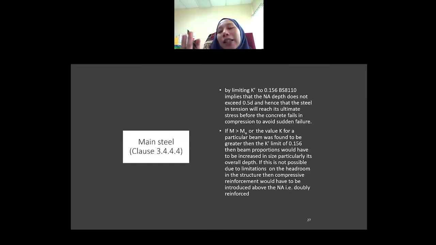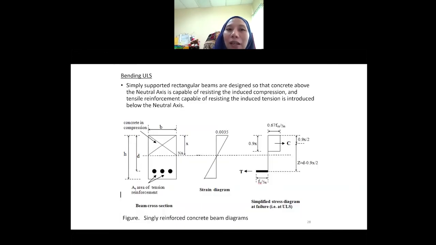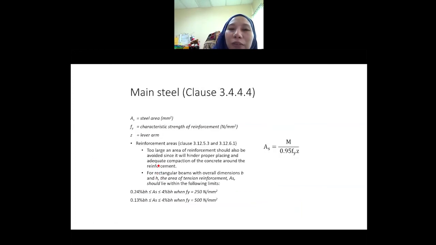Okay, di sini dia explain kenapa K tu mesti less than K prime and so on. You boleh baca sendiri. Okay. Alright, here we have bending ULS. Sebab sekarang masa dah nak habis. Bending ULS, simply supported rectangular beam are designed so that the concrete above the neutral axis is capable of resisting induced compression and tensile reinforcement capable of resisting the induced stress is introduced below the neutral axis.